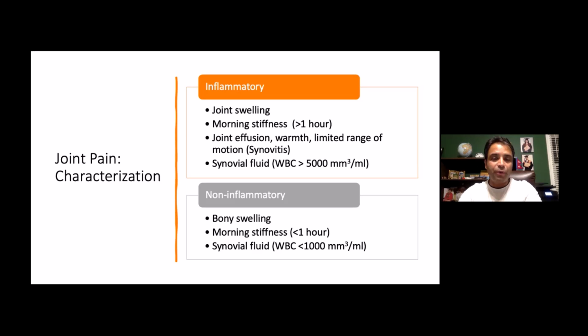Now, if you have an opportunity to get a joint fluid by arthrocentesis, if you look at the synovial fluid analysis, you will see a significant white blood cell count, typically more than 5,000. On the other hand, the non-inflammatory joint pain typically presents with more bony swelling. One typical example is osteoarthritis, where you see swelling, but it's more of a bony swelling rather than the soft tissue swelling that you see in inflammatory arthritis. Typically, the morning stiffness is less than 1 hour, and if we have an opportunity to do arthrocentesis, typically the white blood cell count is less than 1,000 in the joint fluid.